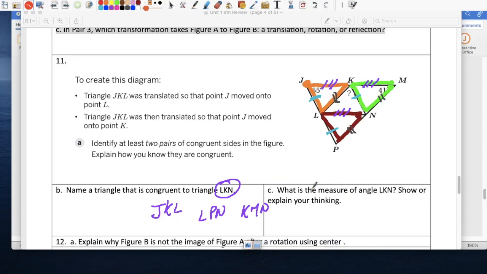Okay. What is the measure of angle LKN? What's the measure of that angle over here, LKN? Well, we know that, let's start filling this angle. So if this angle right here is 41, they're all the same triangles, right? If that's 41, this guy's 41. Are you okay with that? So can we find the missing angle? This angle right here, we know that one. So it's 55 plus 41, which is 96. We're going to subtract that from 180.